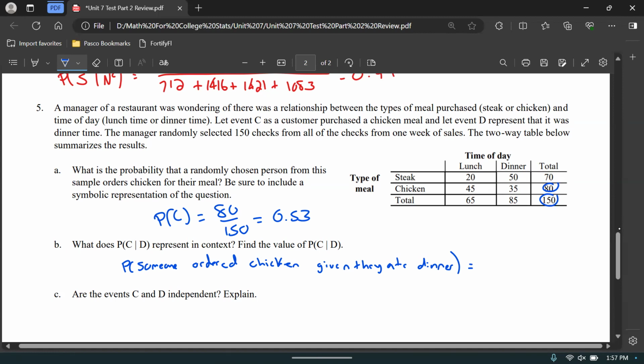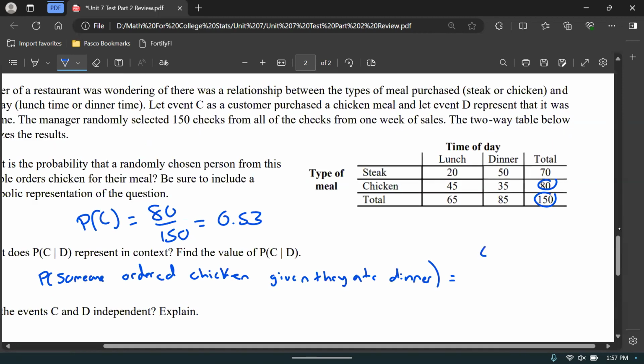So C given D. So it would be C and D at the top over D at the bottom. So C and D, chicken and dinner, is 35 out of dinner in general. Dinner in general was 85. 35 out of 85. So 85 people eat dinner and 35 of them ate chicken. So 35 out of 85 was 0.41.